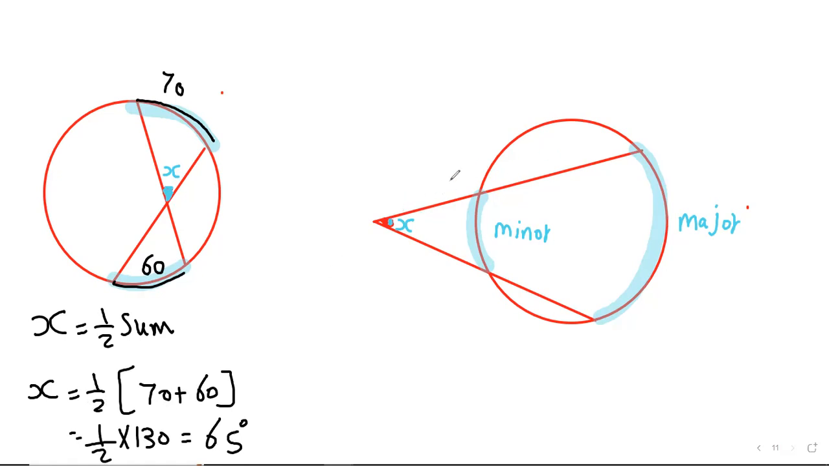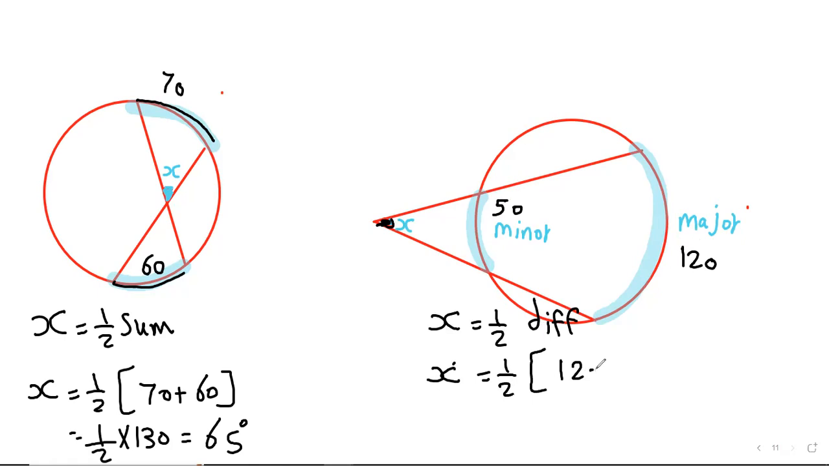Here we have two rays, and the two rays intersect outside the circle. So the intersecting angle X equals half the difference. Half the difference between what? Between the major and the minor arc. So let's take values. Let's write here 120 and the other arc, let's say, 50. So what is X in this case? X is half the difference, half of 120 minus 50. 120 minus 50 is going to be 70. So half of 70 equals 35 degrees.